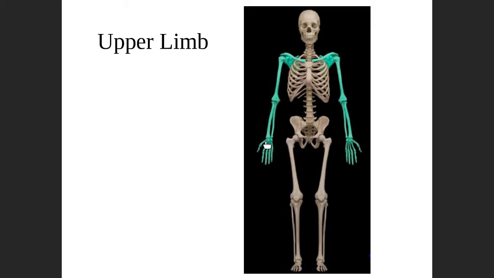Then we get into the wrist. That's made up of 8 bones. Those are called carpal bones. And then we get into the palm and your fingers. We'll talk about those, but those are going to be metacarpals and then phalanges.